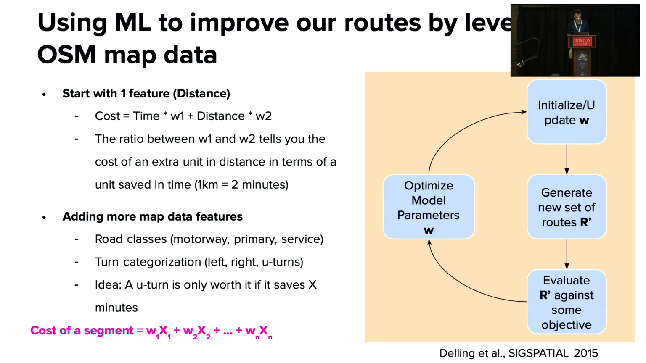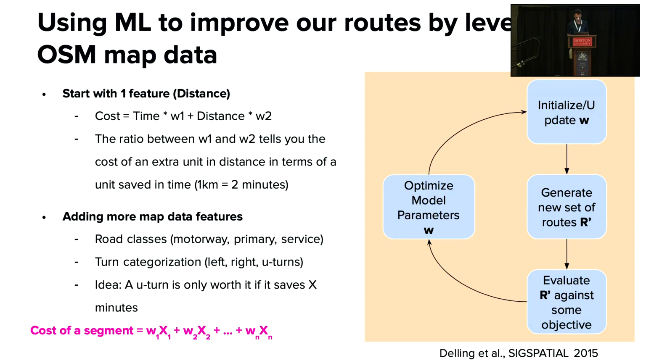And then, yeah, we can add more map data features. So things like road classes, turn categorizations, like left or right, and a bunch more features we can add. And again, the same sort of trade-off applies. So a U-turn is only worth it if it saves some amount of time. And the way we learn these weights is through machine learning.